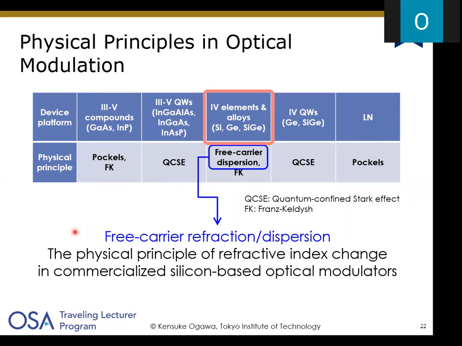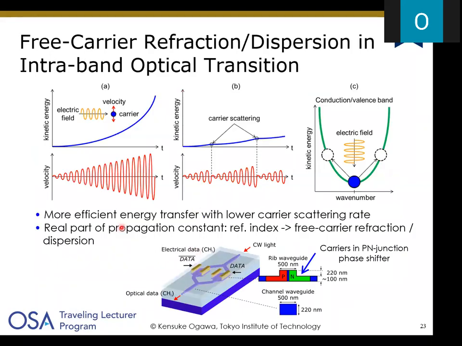So instead of the Pockels effect, we utilize free carrier refraction or free carrier dispersion for intensity modulation or phase modulation. That's actually due to the interaction of the light field with the free carriers in a single particle Drude model scheme. That is illustrated in this slide.